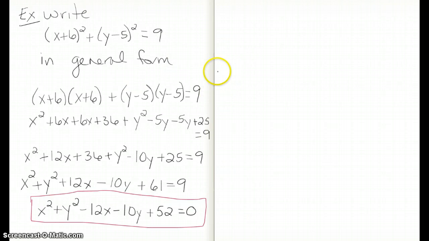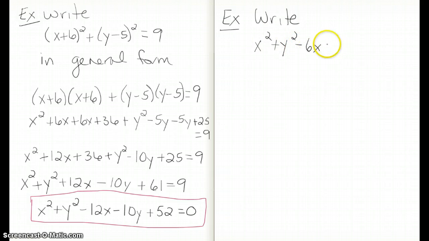So just be really cautious about not interpreting these coefficients here as the center and the radius. Okay, well let's try to go the other way. Let's start out with an equation in general form and try to work it backwards to put it in standard form. So let's take something like this. Let's write the following equation: x squared plus y squared minus 6x plus 2y plus 9 equals 0. This thing is currently in general form. Let's write it in standard form.